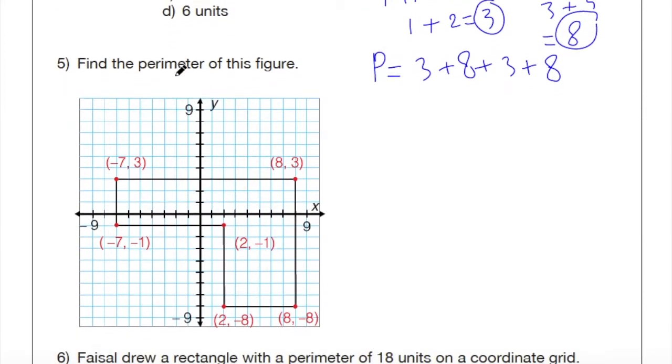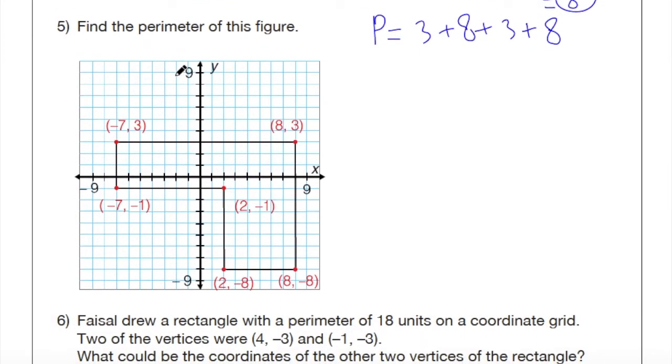Next question, find the perimeter of this figure. As you know, the perimeter of any figure is the sum of its side lengths. So we're going to calculate each side length in the figure. First side, this one, you have here 3, you have here -8, different signs, so it will be the sum of the absolute values of both points. So it will be 8 plus 3, which is 11.